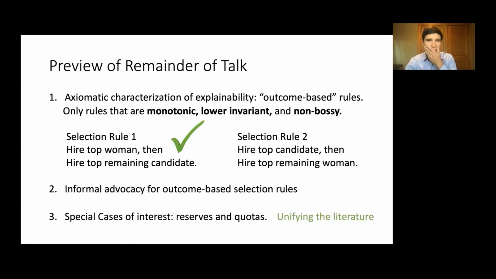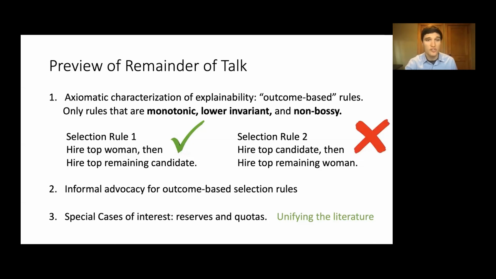Okay. So what's going to go on in the rest of the talk? First, I'm going to give an axiomatic characterization of explainability. Right? And so this is going to identify a class of policies that I'm going to call outcome-based selection rules. And I'll go into more detail about what these are in just the very next slide. But not all rules that you might want to use are going to be outcome-based selection rules.